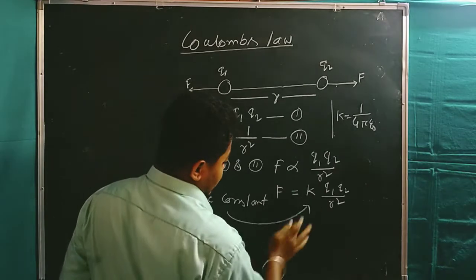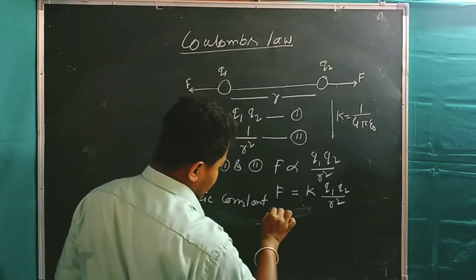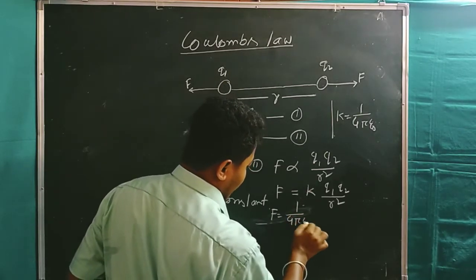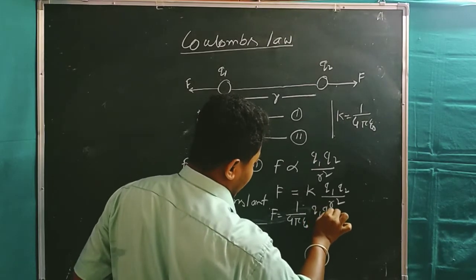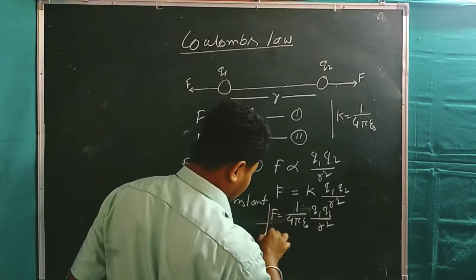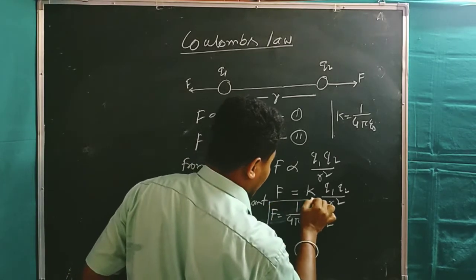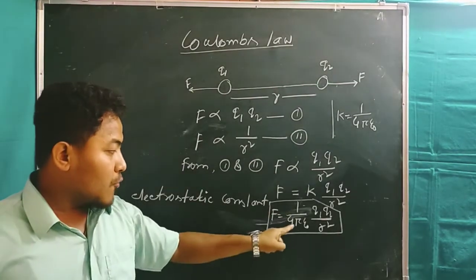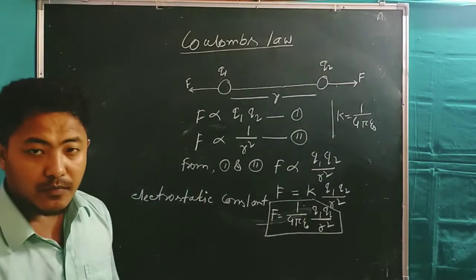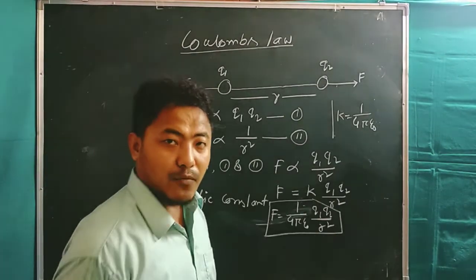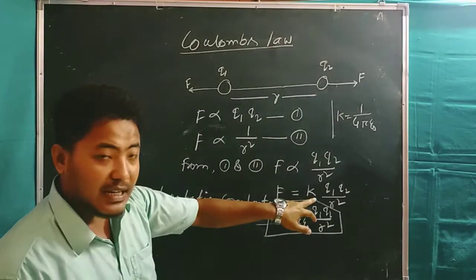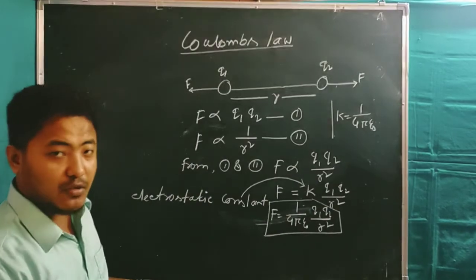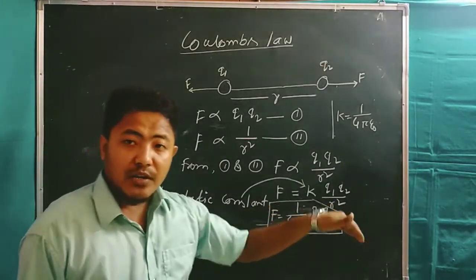Therefore we can write F is equal to, in the place of K we can put 1 by 4 pi epsilon naught Q1 Q2 by R square. This is all about Coulomb's law. Now a couple of things are here which you have got newly. The first thing is that this K is the electrostatic constant. Remember, electrostatic constant. It has got a specific value.